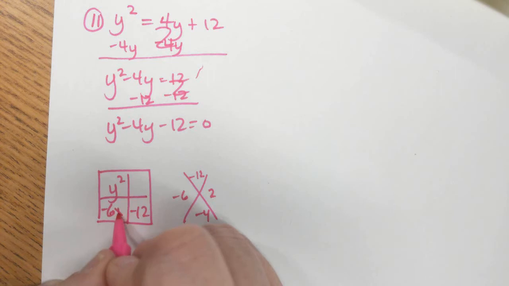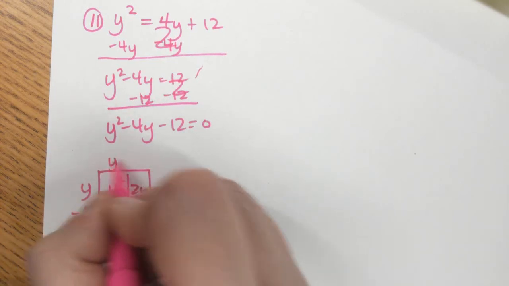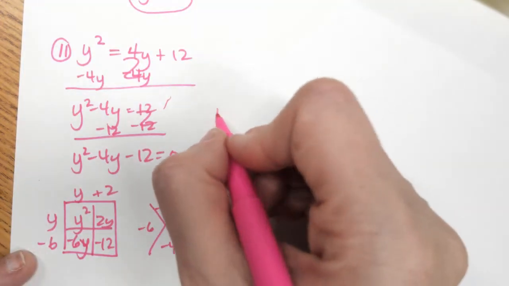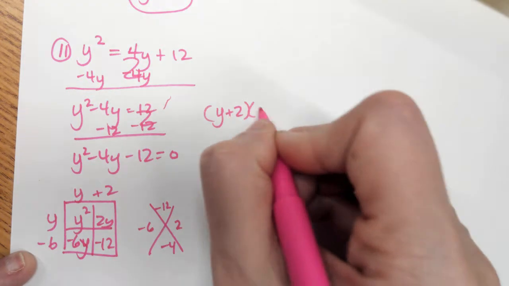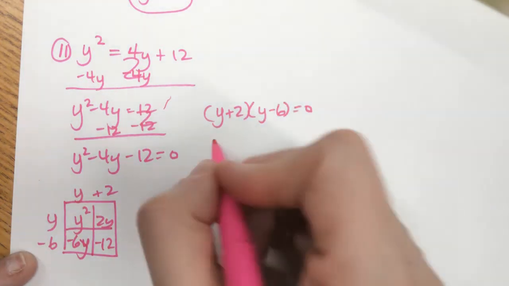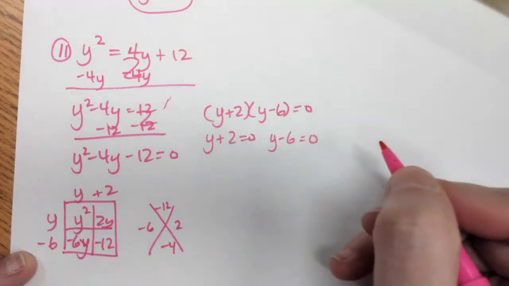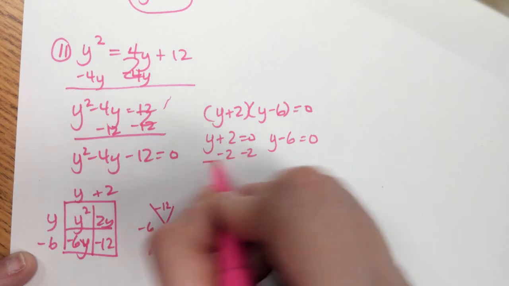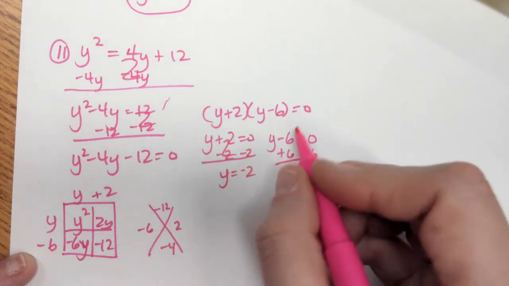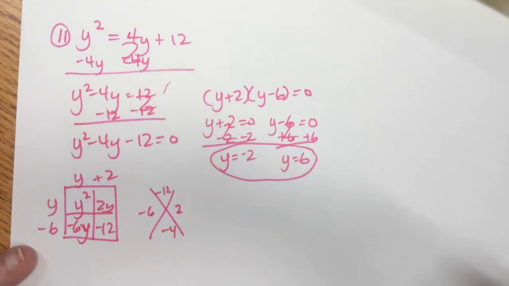Negative 6y, 2y. And then I take out my GCF. Now I have my two factors: y plus 2 times y minus 6 equals 0. So I'm going to set them both equal to 0. y plus 2 equals 0, y minus 6 equals 0. And I'm going to solve them. And there's my two solutions.